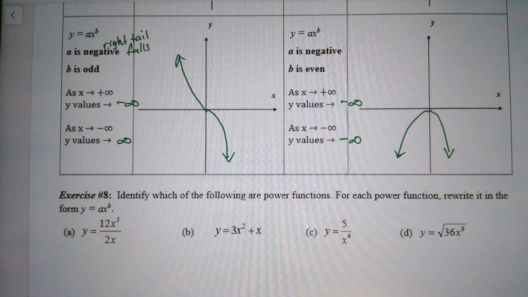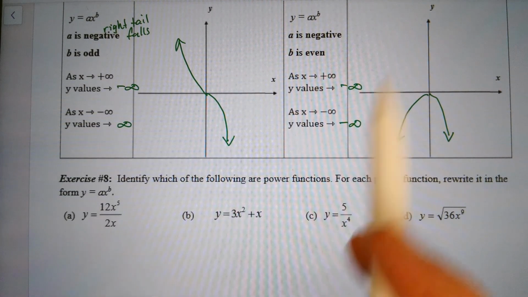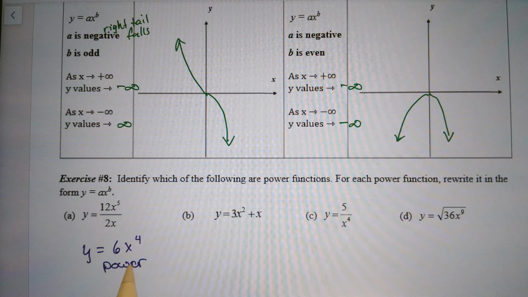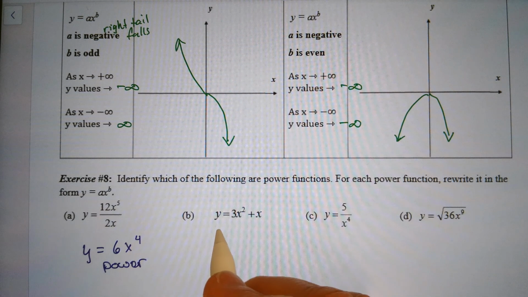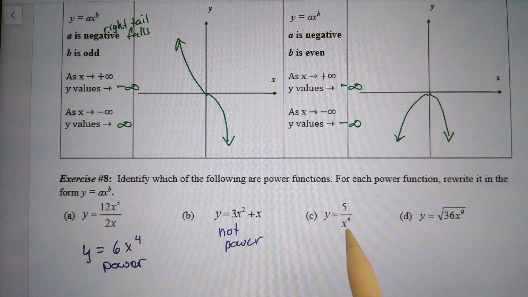Exercise 8, identify which of the following are power functions. For each power function, rewrite it in the form of y equals ax to the b. Okay, so let's simplify this here. This would be equivalent to y equals 6x to the 4th, and this is a power function. This is not a power function. This would be a polynomial function. Y equals 5 divided by x to the 4th. Let's rewrite this as y equals 5 times x to the negative 4. This is a power function.